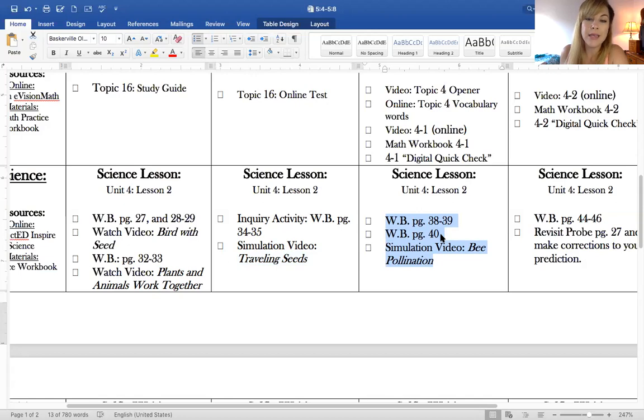On Wednesday, you're going to complete workbook page 38 and 39. You're also going to complete workbook page 40. And then you are going to watch a simulation video, you're going to do the activity in the simulation video called bee pollination.